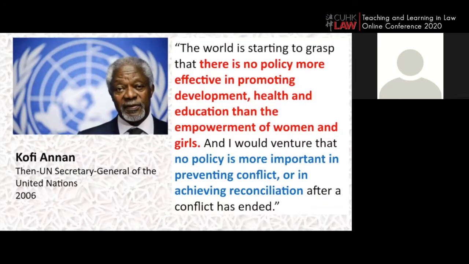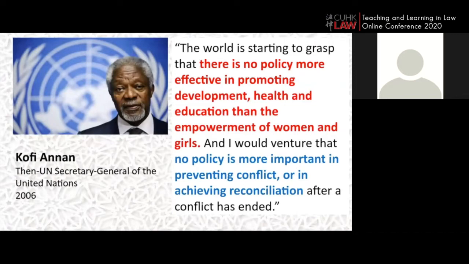Women, peace, and security is built on four pillars: participation, conflict prevention, protection, and relief and recovery. The participation pillar urges UN member states to increase participation of women at all levels of decision-making, including in national, regional, and international institutions.